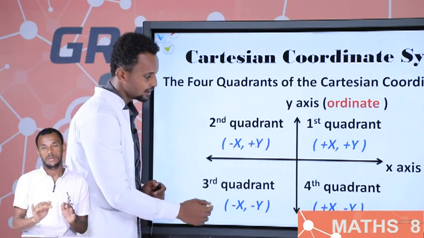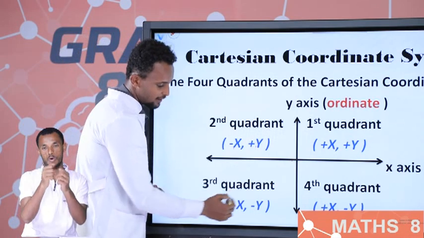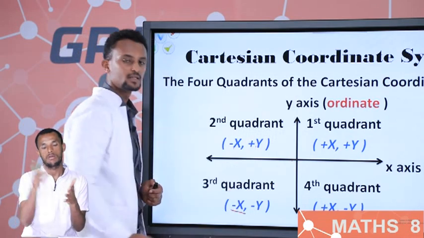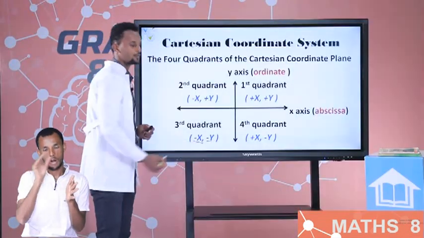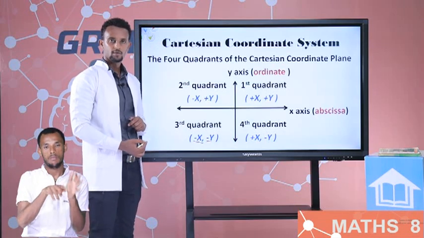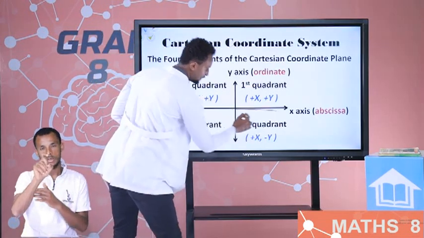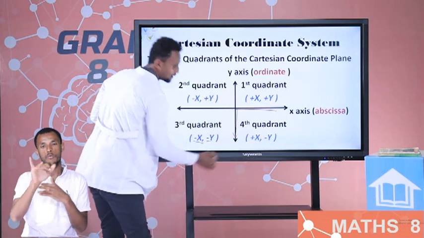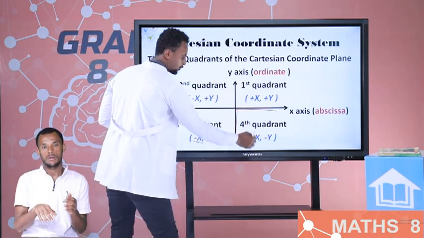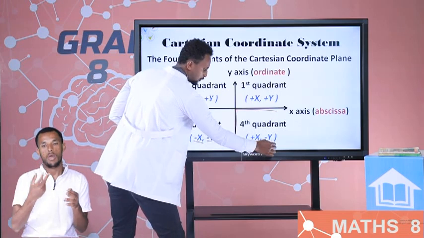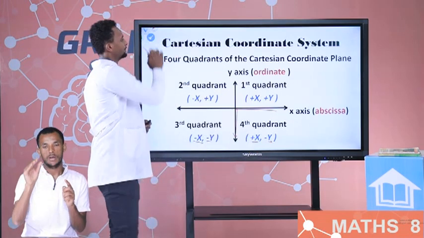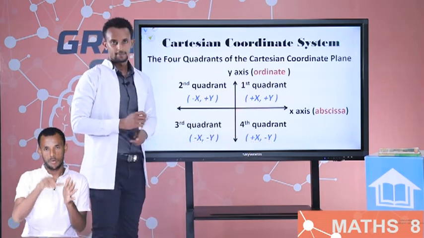In quadrant 3, both are negative. Therefore the value of x is negative and the value of y is also negative. In quadrant 4, the value of x is positive and the value of y is negative. Therefore in quadrant 4 we have positive x and negative y.